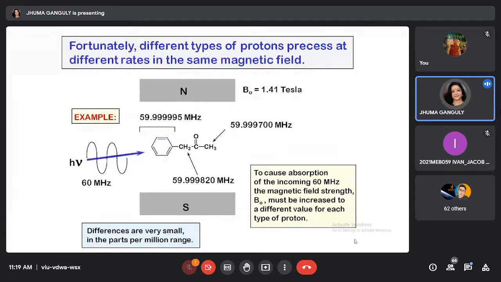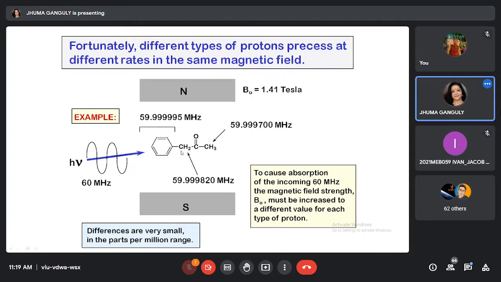Fortunately, different types of protons precess at different rates in the same magnetic field. What is the different type I mentioned? I'll give one example first to understand, and after that we will go for chemical shift.